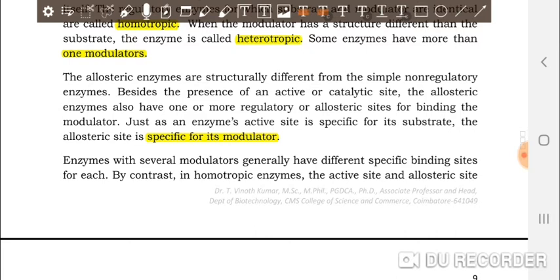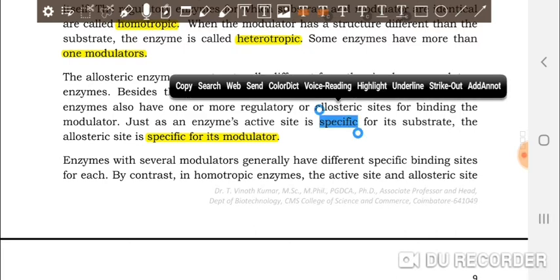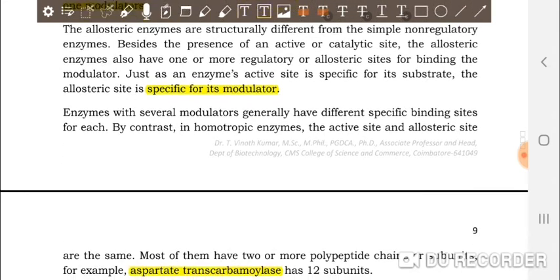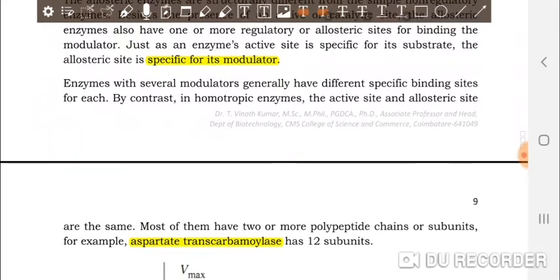Apart from the active site or catalytic site, the allosteric enzymes also have one or more regulatory or allosteric sites. This is very important. The allosteric site is apart from the active site, and it is specific for its modulator. Enzymes with several modulators generally have different specific binding sites for each.